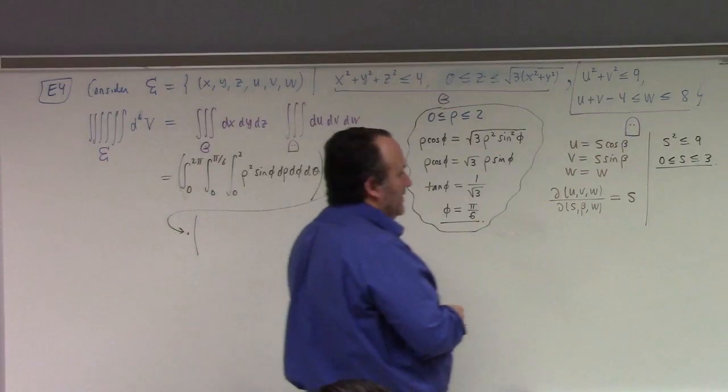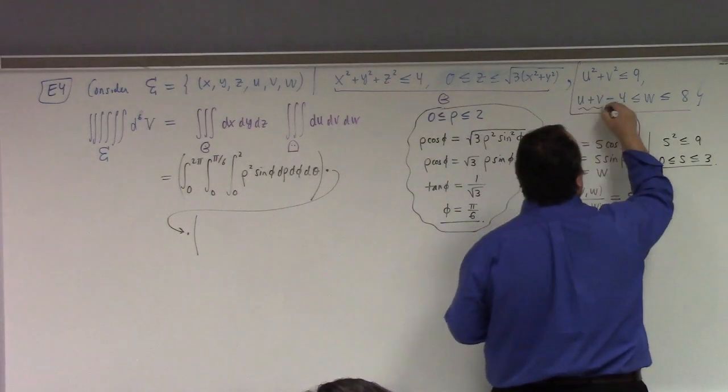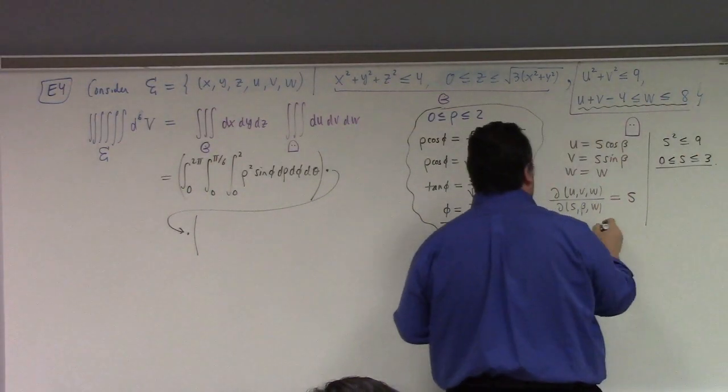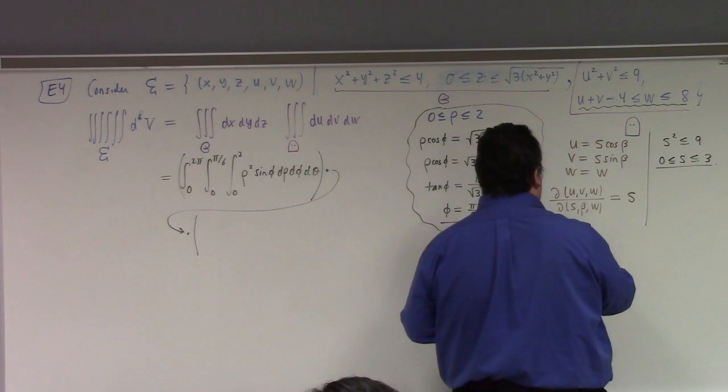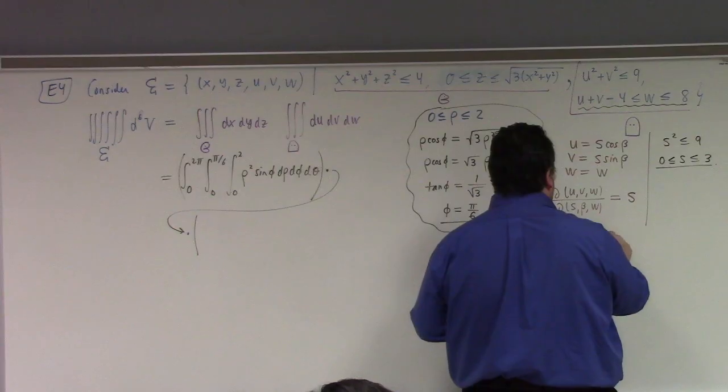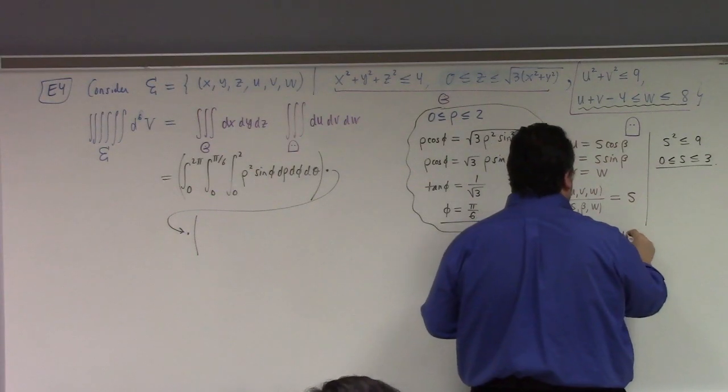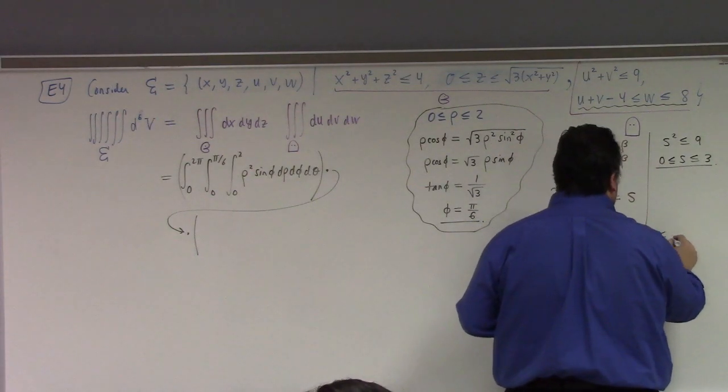And the w, this one's a little bit more exciting, isn't it? That says s cosine beta plus s sine beta minus 4 less than or equal to w less than or equal to 8.